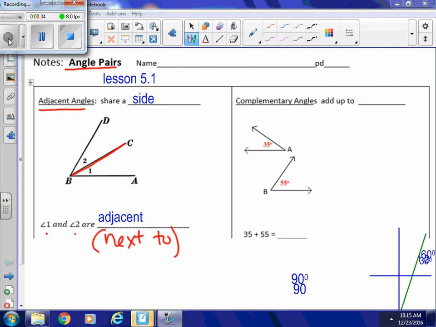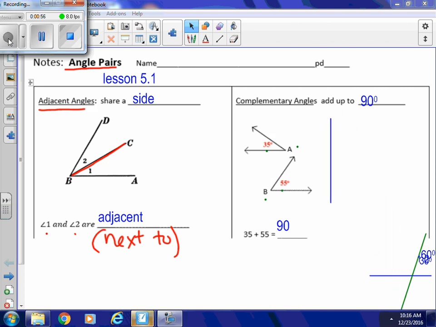Complementary angles. Complementary angles add up to 90 degrees. And I see here I've got angle A and angle B. 35 degrees plus 55 degrees adds up to 90. So I know that we've got complementary angles. And in the white space to the right, I'd like you to add this diagram.